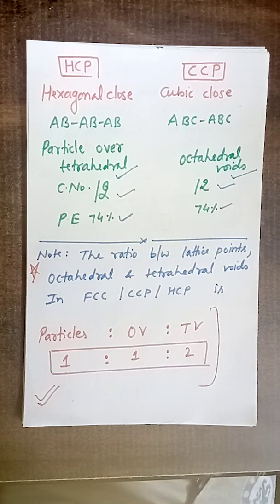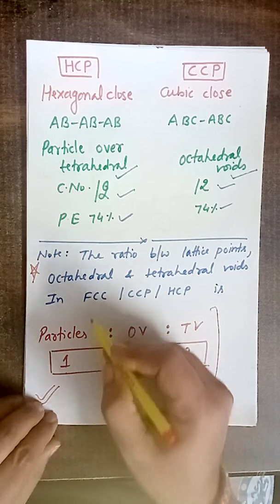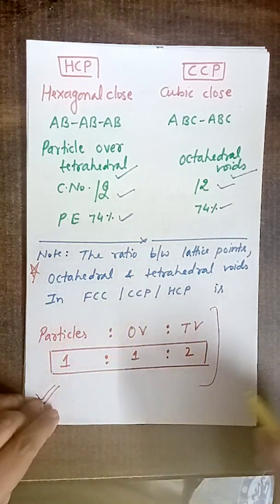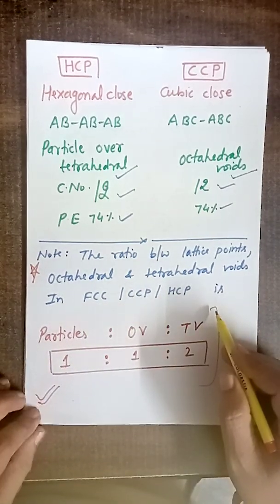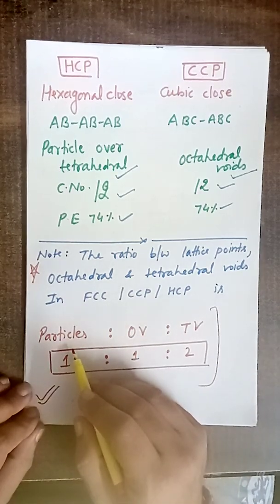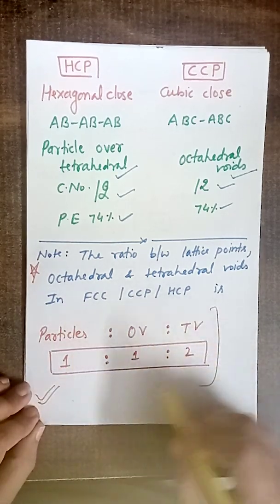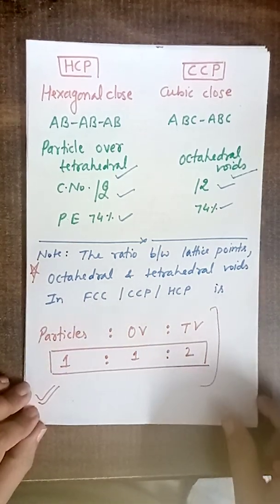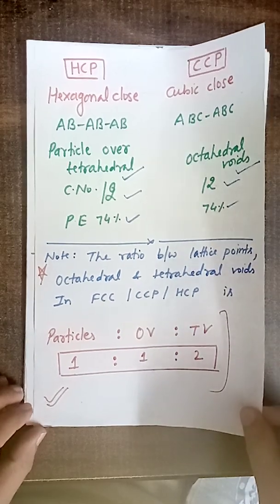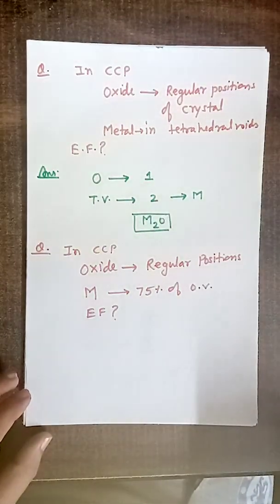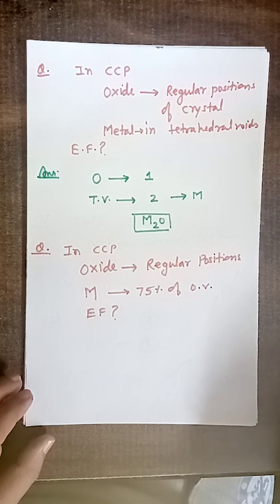So whether it is CCP, HCP, hexagonal close packing, or FCC, FCC means face centered unit cell, in all the three type of packing pattern, the ratio between particles, octahedral void and tetrahedral void is 1:1:2. So this we have to remember. Based on this, you have now some questions here.